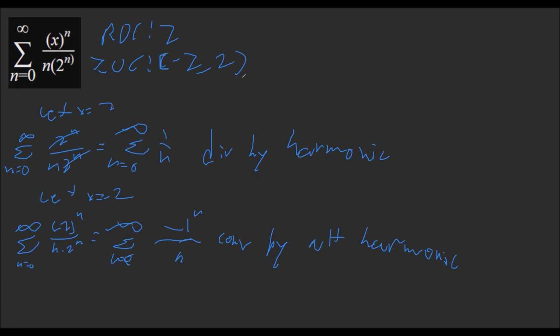While this over here on our rightmost value of our interval of convergence diverges. So when x is equal to 2, our power series diverges.